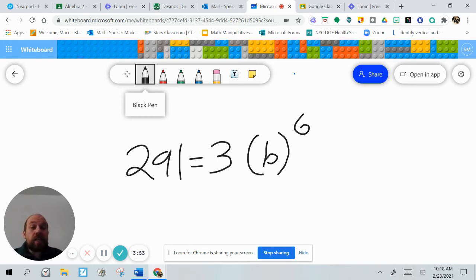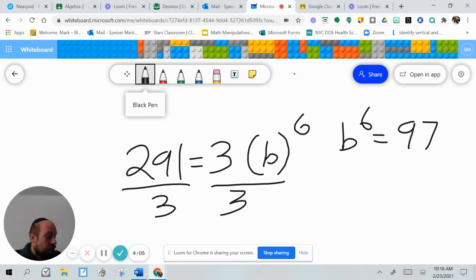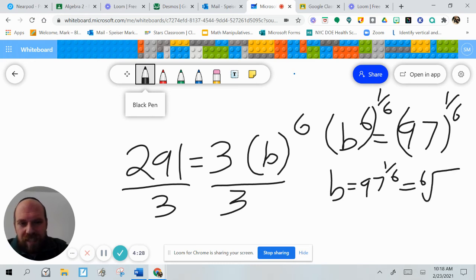And we mentioned before, you get the b to whatever power is by itself. So we divide by 3, and we get b to the 6th equals 97. So you want to know what number to the 6th power would give you 97, because 291 divided by 3 is 97. Now there is no nice answer. It's the same thing as saying, you want to raise this to what power? Well, it's the 1/6 power. Always that. So b equals 97 to the 1/6 power, or the 6th root of 97.